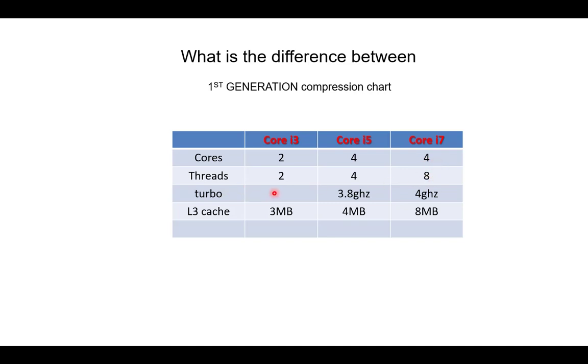Turbo: the i3 doesn't have a turbo, the i5 has a 3.8 GHz turbo, and the i7 has a 4 GHz turbo. Cache memory, you can also see: the i3 has 3 MB of cache memory, the i5 has 4 MB, and the i7 has 8 MB. So here the i7 is faster than these two processors. Okay, so these are the basic differences generation to generation.